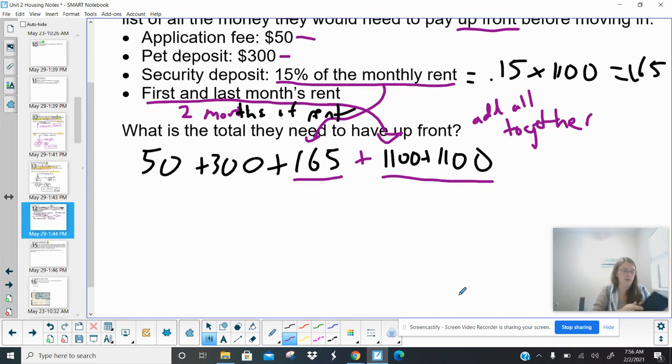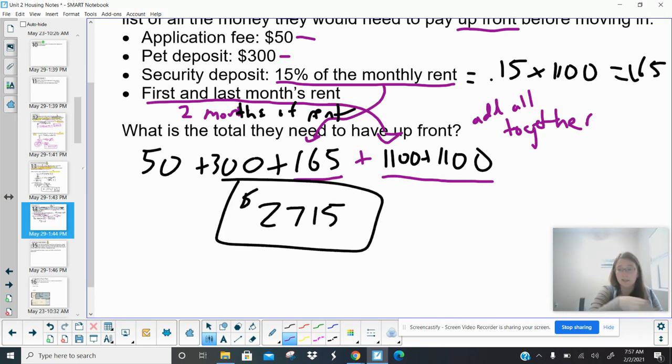So let's add all this together. 50 plus 300 plus 165 plus 1,100 plus 1,100. Okay, we got 2,715. So as you can see, guys, if they want to move into this apartment, they have to have at least this much money saved up. Otherwise, they can't move in.